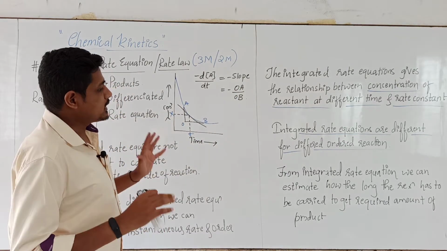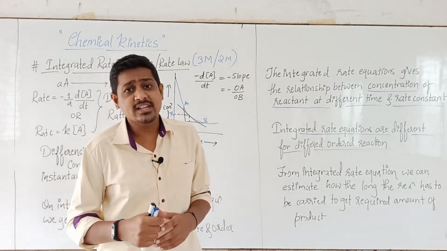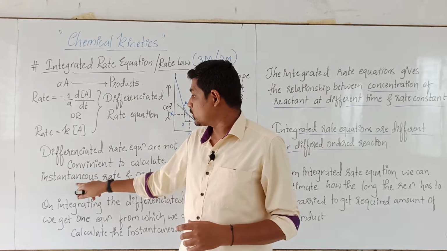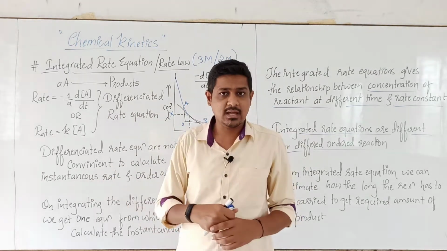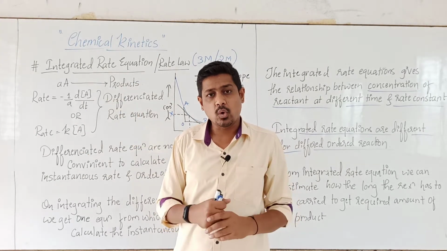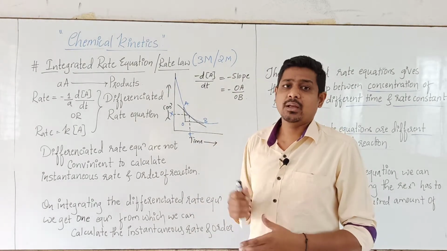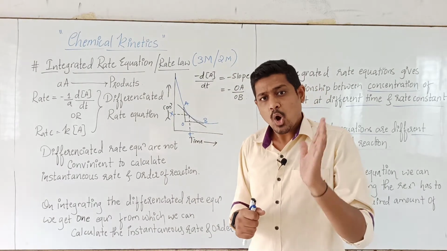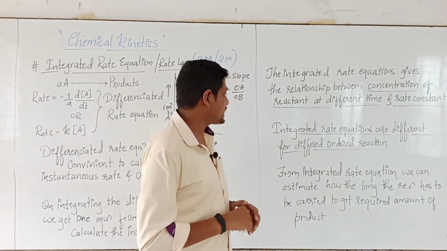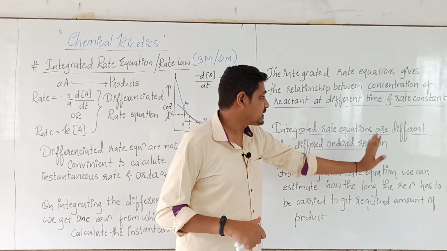Okay, now as we know, these two differentiated rate equations are not convenient to calculate instantaneous rate and order of the reaction. We will integrate these two rate equations, and we will get one integrated rate equation which will help us in calculating both instantaneous rate as well as order of the reaction. But one thing you have to remember: integrated rate equations are different for different ordered reactions.